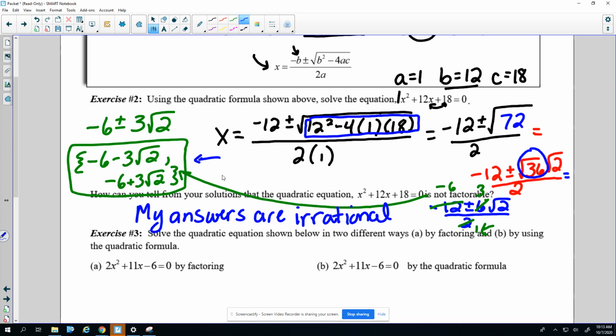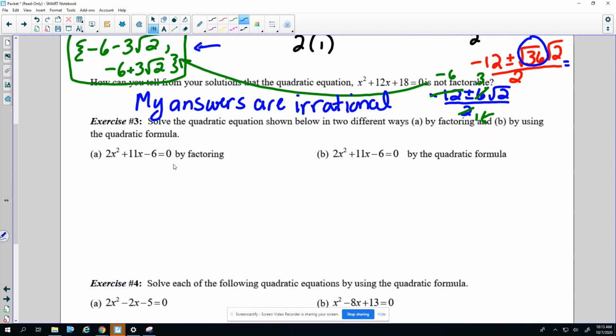The next question, though, we have a different quadratic that can be solved by factoring, and we're going to show that the quadratic formula gives us the same answer. So I actually suggest pausing the video on this one, trying this one, and then coming back and checking it. Okay, so hopefully you've tried both of these, A and B.